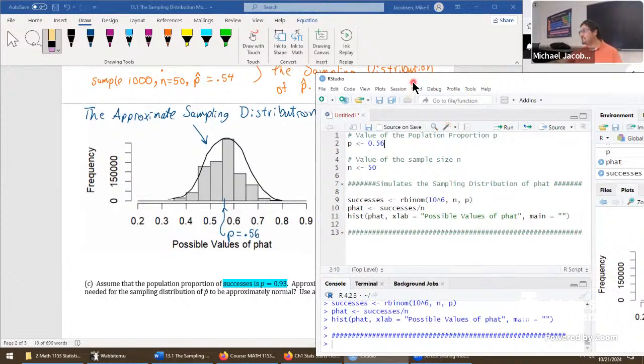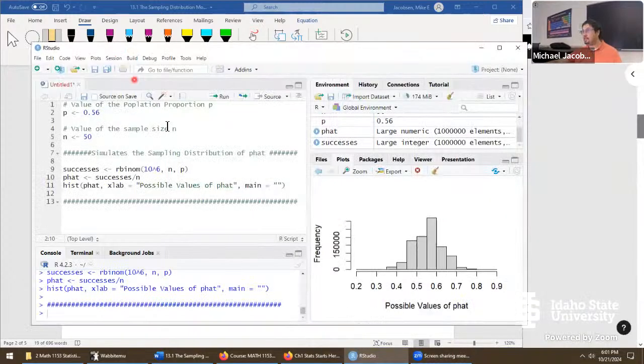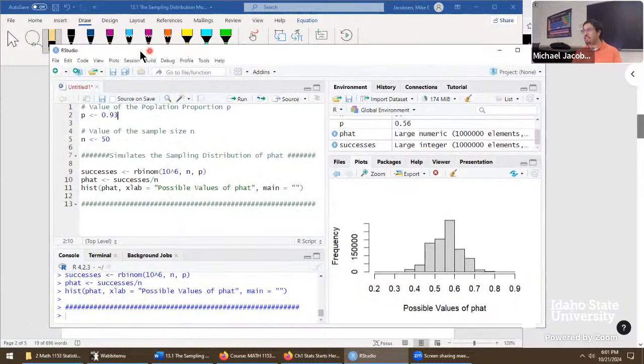So let's give this a try and see just what happens. Let's move this, I already forgot the number, 0.93. There we go, thank you. If we move this to 0.93, keep the sample size still just at 50, here's what happens to our sampling distribution.